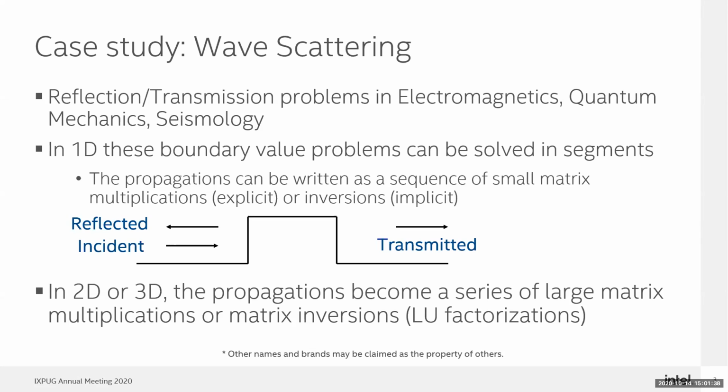This kind of problem has long been known to be writable as a sequence of small matrix multiplications, an explicit kind of approach, or a series of inversions. In 1D, it's a sequence of small matrix multiplications. There's a preferred direction that we have introduced, just along the X direction here. In 2D and 3D, these sequences of small matrix multiplications become sequences of large matrix multiplications.